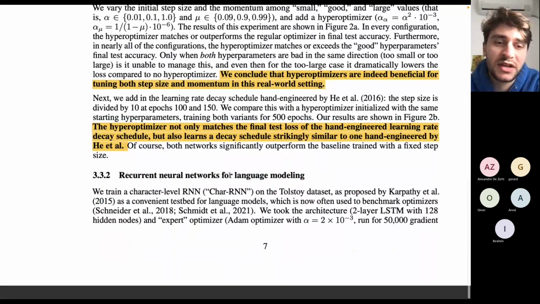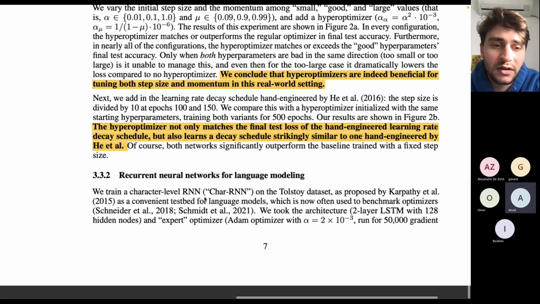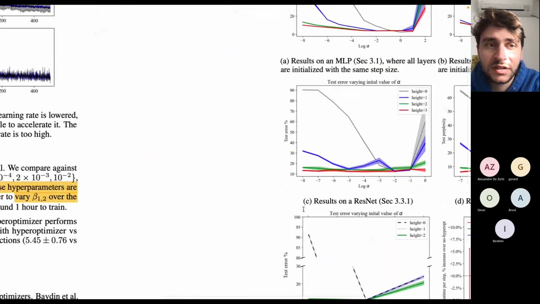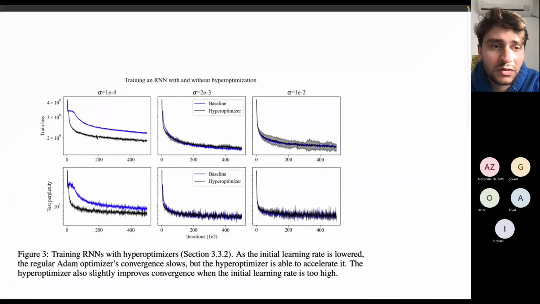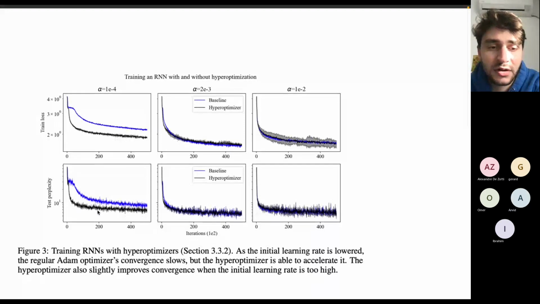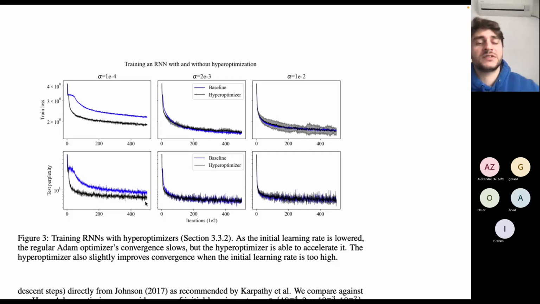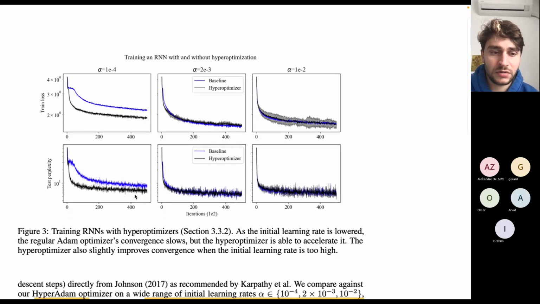Then, besides doing it on CNNs, they do it on language models, or RNNs on language modeling. Again, they get good results: lower training loss or the same training loss, and then perplexity, where lower is better, which is a way of measuring model performance for a language. Here they're the same, but at least for this relatively low learning rate, the test perplexity is better for the hyper-optimized one.